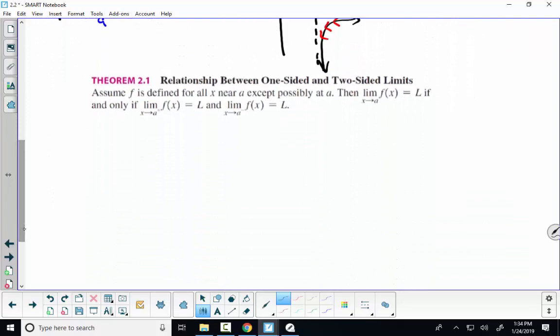And so maybe thinking about that graph previous to this page, the relationship between a one-sided and two-sided limit is given to us in this theorem. And basically what it's telling us is that if my two-sided limit exists and it's equal to L, some real number L, then what that implies automatically is that both my right-handed limit and the left-handed limit are identical to that number L as well.